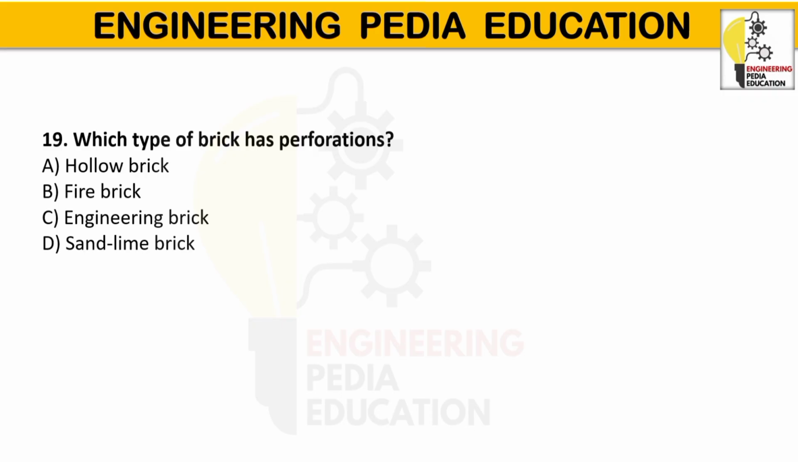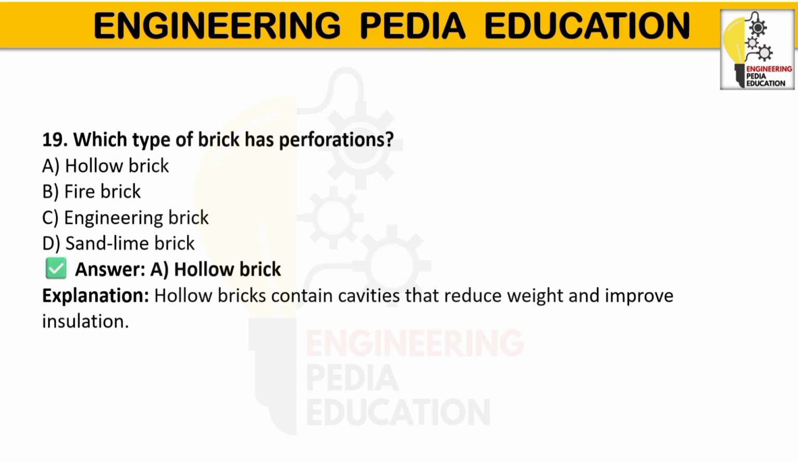Which type of brick has perforation? Hollow brick, fire brick, engineering brick, or sand lime brick. So the correct option is hollow brick. Hollow bricks contain cavities that reduce weight and improve insulation. The holes reduce the weight of the brick and improve burning efficiency during manufacture. Advantages: lightweight, better thermal and sound insulation, requires less raw material, easier handling and transportation. Uses: partition walls, non-load bearing walls, and multi-storey buildings where reduced dead load is desirable.